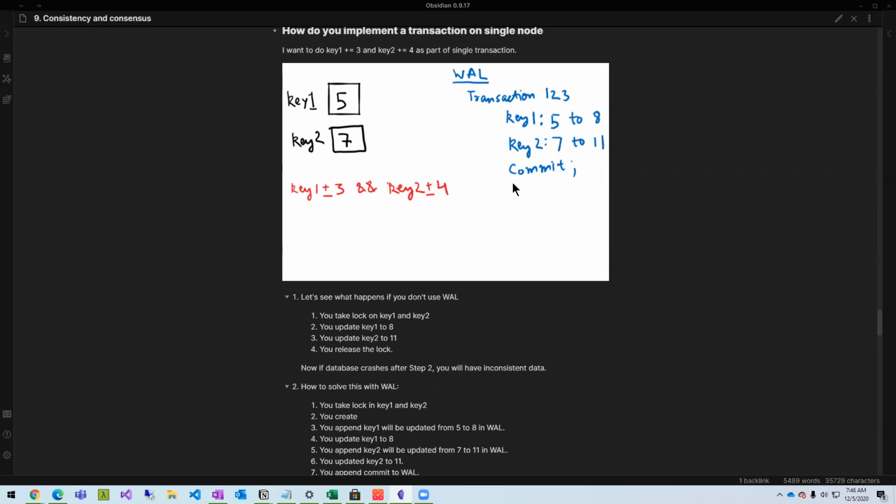So now let's move ahead and see how we can implement a transaction on a distributed system where there are multiple nodes. Before we move there, any comments or any questions?